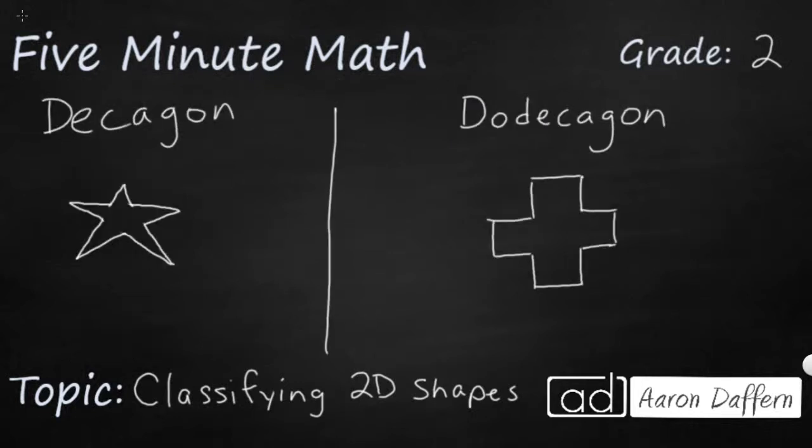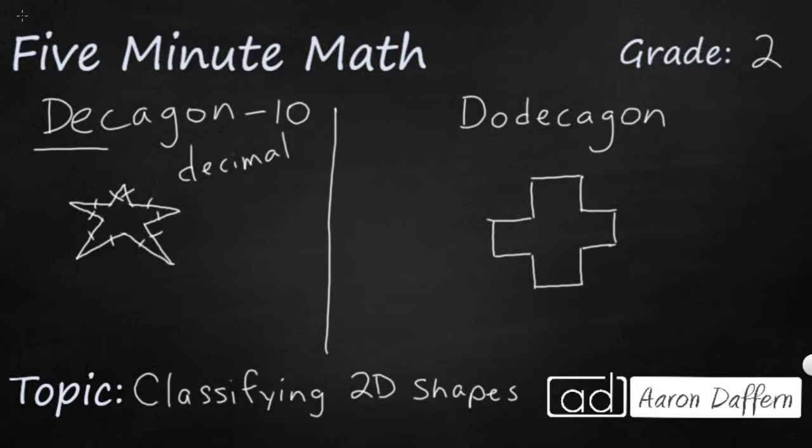So now we have two final shapes to look at. A decagon is like this star down here. Let's count the sides. 1, 2, 3, 4, 5, 6, 7, 8, 9, 10. So decagons have 10 sides. And that prefix dec, D-E-C, is actually what we see in decimal, which uses tens, the decimal place value system. So decagons are 10-sided shapes.